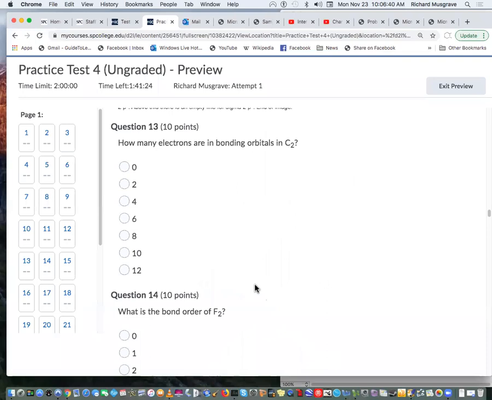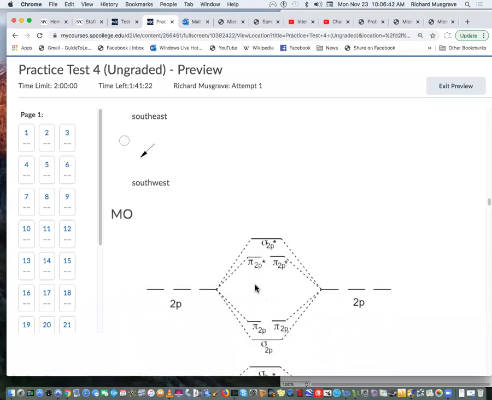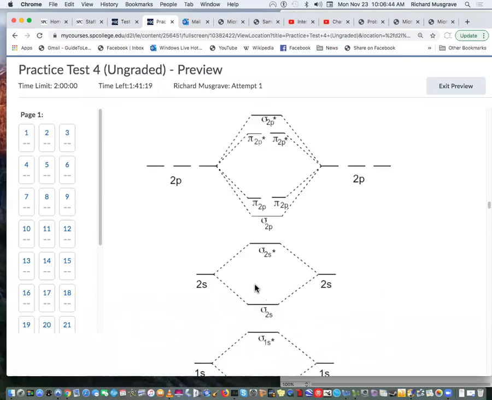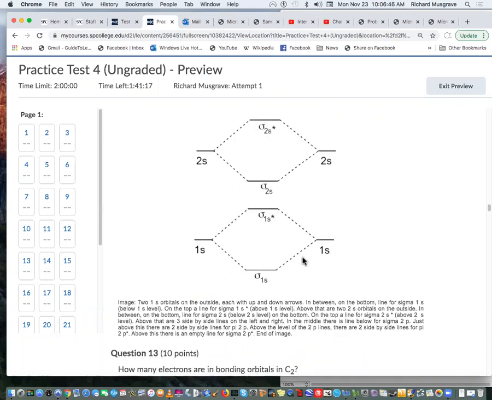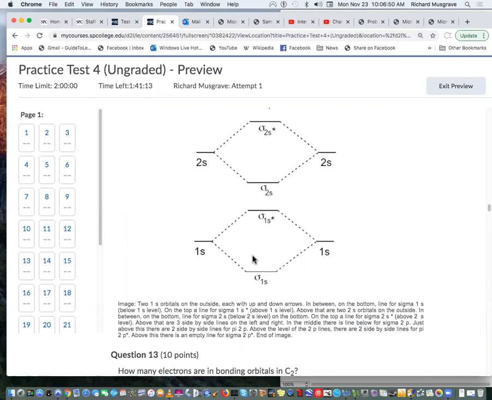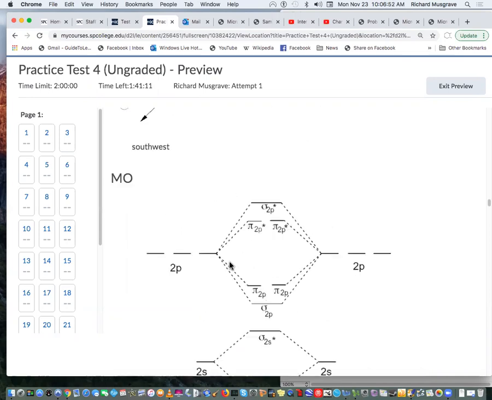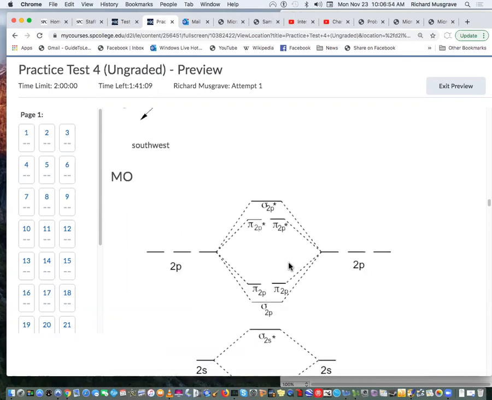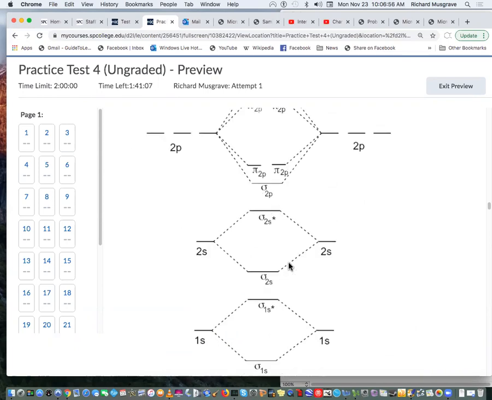And let's see, is there anything? Yeah, this was the other thing. I did add in this MO diagram as well, right? That's to help with the MO questions. So you don't have to memorize that. All right. Does anybody have any questions so far?